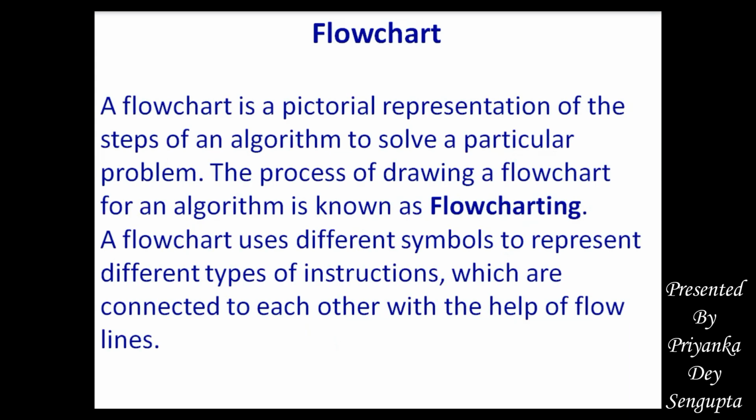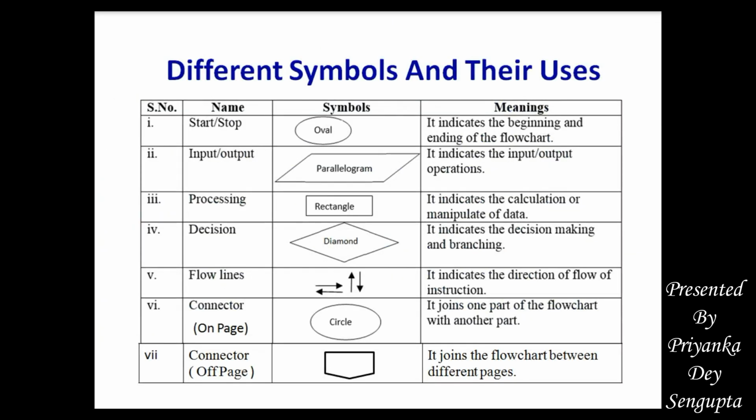A flowchart is a pictorial representation of the steps of an algorithm to solve a particular problem. The process of drawing a flowchart for an algorithm is known as flowcharting. A flowchart uses different symbols to represent different types of instructions which are connected to each other with the help of flow lines. Let us see the various symbols used to draw a flowchart.